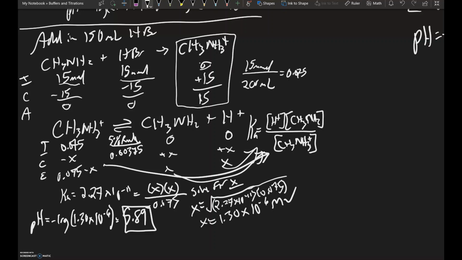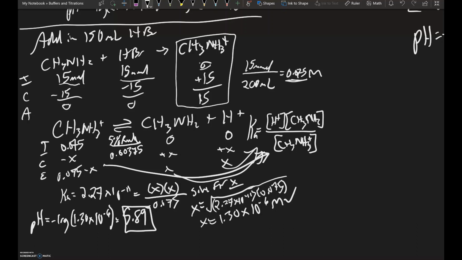So we need to figure out the molarity of it. So we have 150 milliliters of HBr along with the 50 milliliters that we started with. So that's 200 milliliters total, and we're going to take the 15 divided by that. That gives you the molarity of the conjugate acid. Since the conjugate acid is the only thing that we have left, that's going to form its own equilibrium in the solution, and the pH is dependent on how much of that is left over.